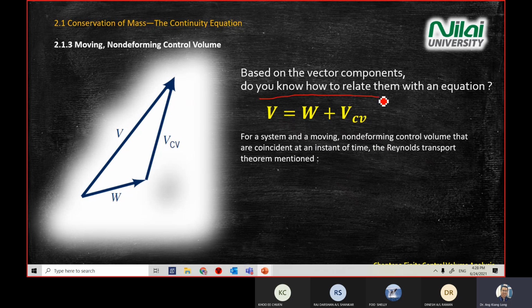So this is also another bonus mark. If you draw this diagram, you get 1 mark. If you write this equation, you get 1 mark. So it will help you score some marks here.